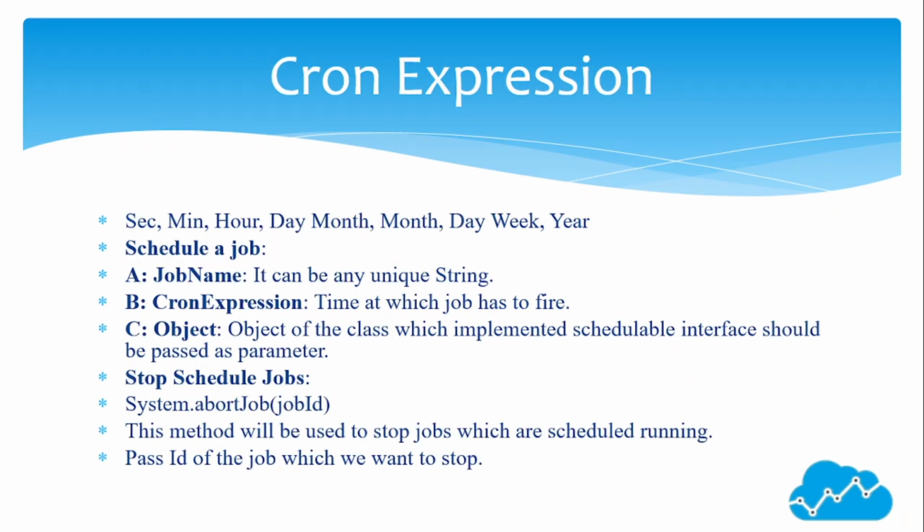Cron expression: second, minute, hour, day of month, month, day of week, year. This is the format of a cron expression. System.schedule takes three parameters. Job name can be any unique string. Cron expression is the time at which the job has to fire. Object: an object of the class which implemented the Schedulable interface should be passed as a parameter.